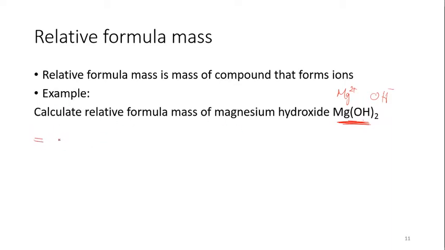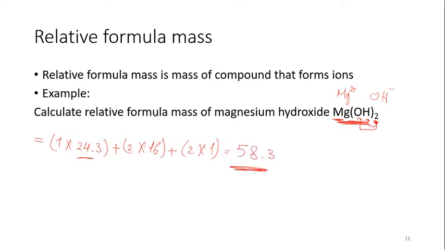equal to, I have 1 atom of magnesium, so I will multiply this 1 by the relative atomic mass of magnesium, which is 24.3, plus I have this between 2 brackets I have 2, so I have to multiply the 2 for each atom. So I have 2 multiplied by the relative atomic mass of oxygen, and I have 2 multiplied by the relative atomic mass of hydrogen. This means that the sum of this would be equal to 58.3. So my relative formula mass is 58.3 for this compound, which is magnesium hydroxide.